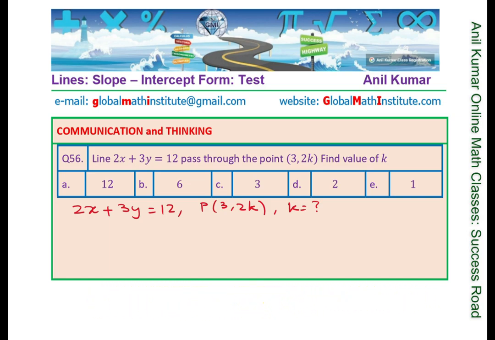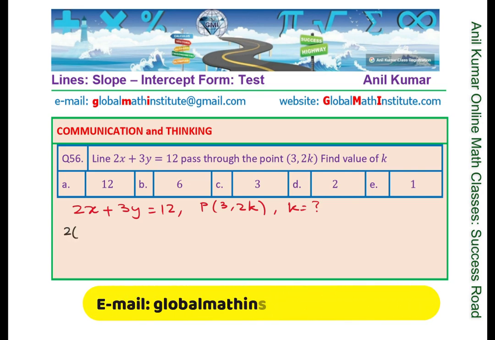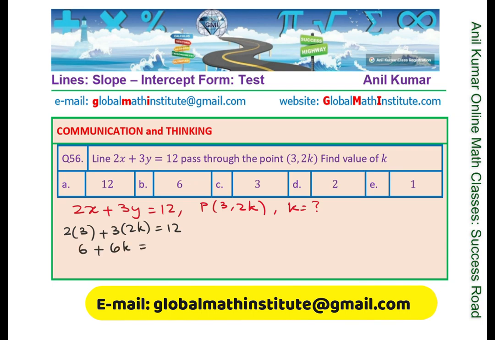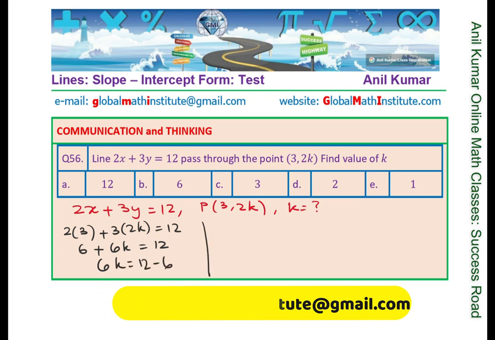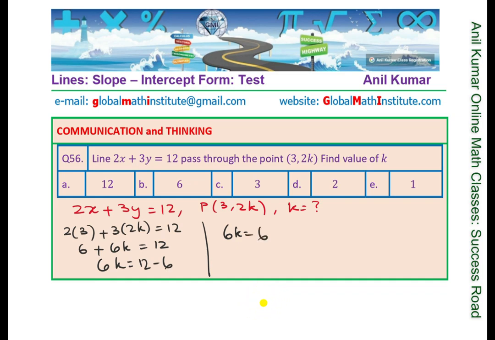Well, it really means that if I substitute 3 and 2k, the equation should be satisfied. So 2 times 3 plus 3 times 2k should be equal to 12. That means 6 plus 6k equals 12. So we can say 6k equals 12 minus 6, or 6k equals 6, or k equals 6 over 6, which is 1. And therefore, k should be equal to 1, option E is the right option. Clear? So that is the way this equation can be solved. Perfect. Let's move on and take up the next question now.